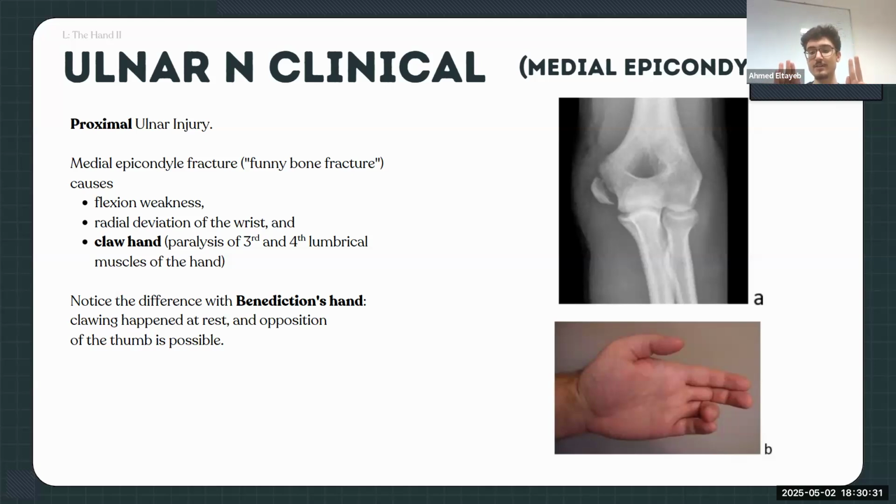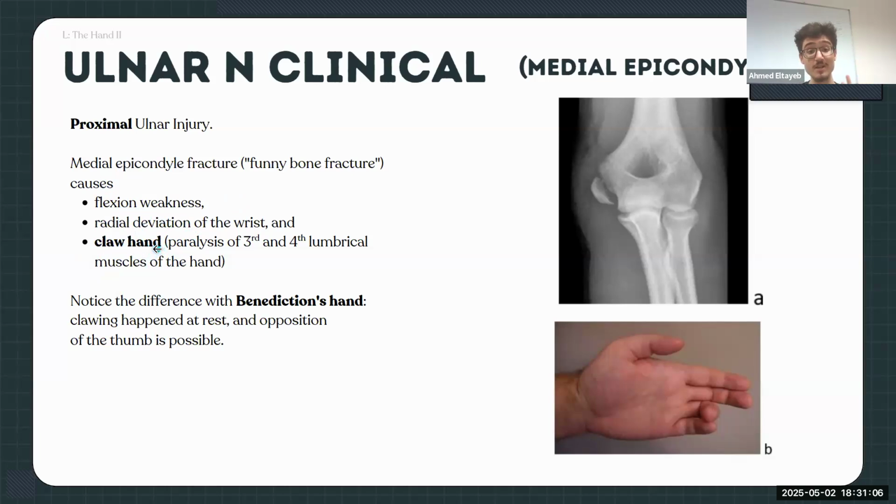Okay? And then when you tell them, do a fist, this is median. Okay, now you're going to have flexion weakness because of flexor carpi ulnaris. And also you're going to have radial deviation of the wrist because, of course, you're going to have the paralysis of flexor carpi ulnaris. So the flexor carpi radialis and the extensor carpi radialis muscles will overwork. And they're going to just pull on the flaccid muscle. We're going to have radial deviation and claw hand.